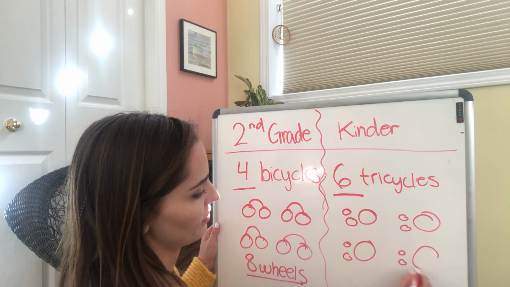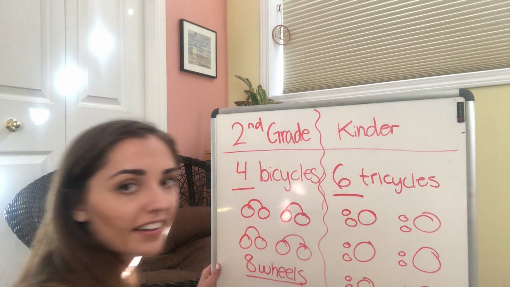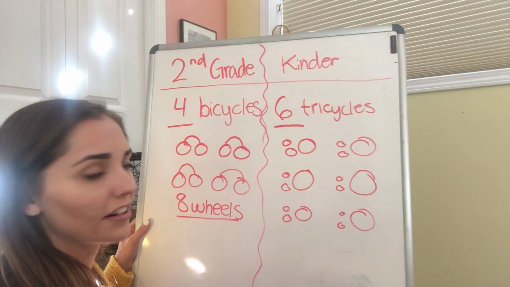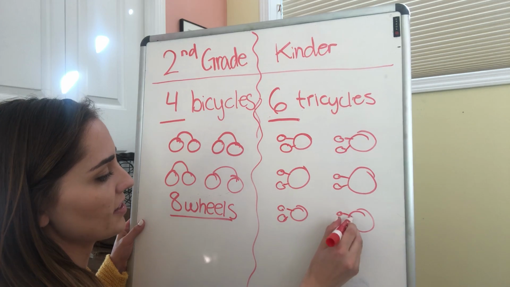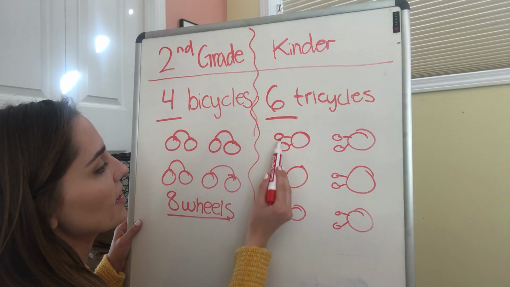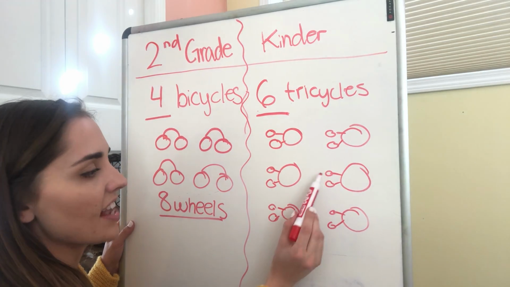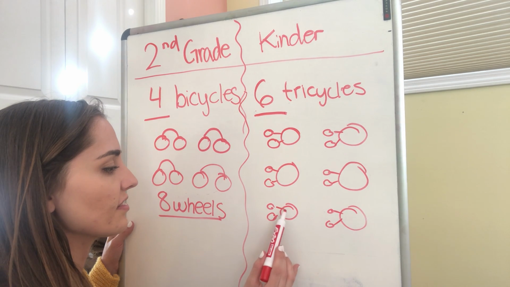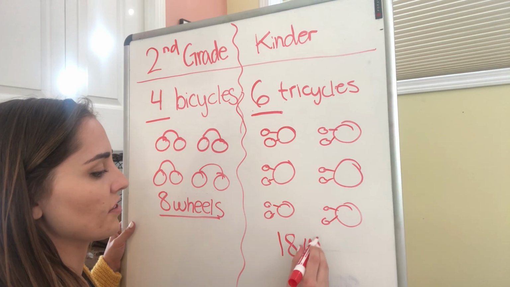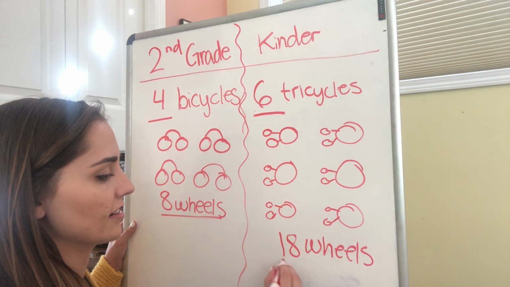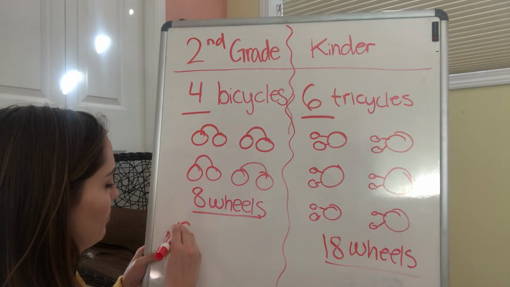3, 4, 5, 6. Okay, let me move this up a little bit so you can see better. Okay, so these are all the tricycles. And now let's count the number of wheels these have. We have 1, 2, 3, 4, 5, 6, 7, 8, 9, 10, 11, 12, 13, 14, 15, 16, 17, 18. So these are a total of 18 wheels over here. There we go. So now we just need to add 18 plus 8 together. And put that over here.